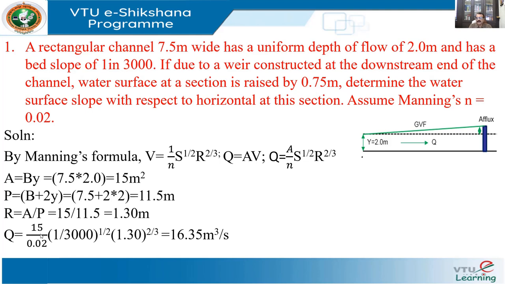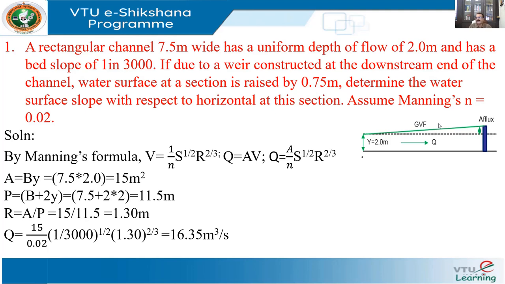Now, how to solve this problem? Here, this is the normal depth where y is equal to yn is equal to 2 meter. And this is the obstruction. At this obstruction, the height of the water is 2.75. So 2.75 minus 2, that is, this afflux is 0.75 meter. Now, this is a case of GVF, and we need to find the water surface slope with respect to the horizontal. Let us see how to solve this problem.